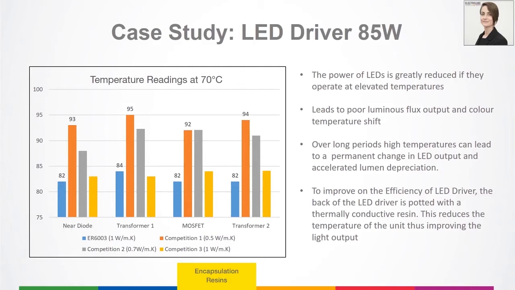So this graph shows you different areas of the circuit board on the driver and different compounds that were used and the temperatures which were achieved. So ER 6003 had a thermal conductivity in bulk of 1 watt per meter Kelvin. Comparing that to the other products, you can see the difference in temperatures that are achieved. It's the lowest overall. It doesn't have an exceptionally high thermal conductivity, but it's very good for an encapsulation resin. It's an epoxy-based system, so it provides very good protection from the external environment as well.